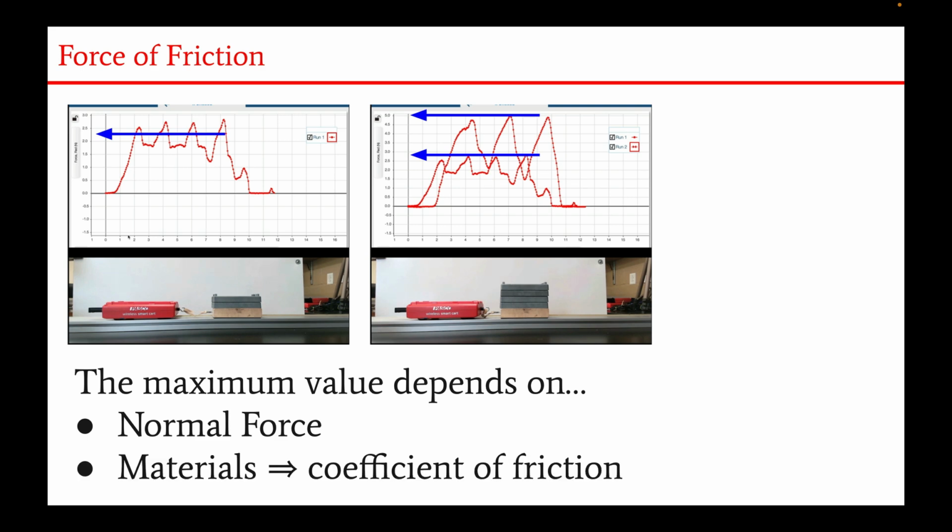The second thing that friction depends on, and we didn't see it in these videos, is the two materials. If it was some other material other than a wooden block on a metal track, we would see different amounts of friction. So when we calculate the force of static friction, we have to take the materials into account, and we do that through a value called the coefficient of friction. That's just a number that describes how many newtons of friction you get for every newton of normal force.